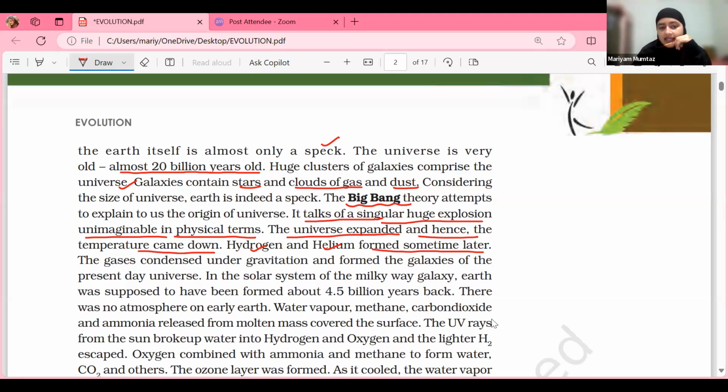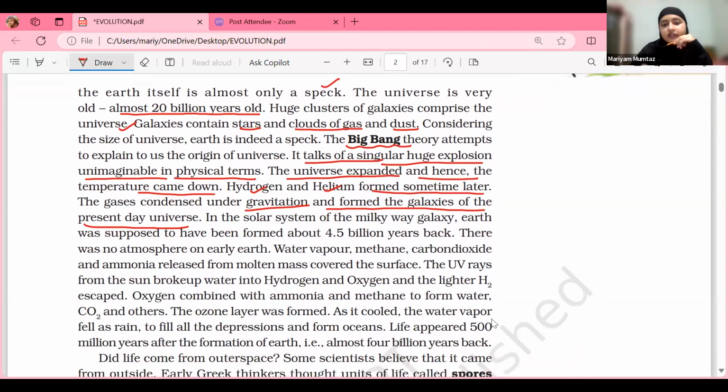Now, the gas condensed under gravitation, because gravitational force has always been there, and then formed the galaxies of the present day universe. In the solar system of the Milky Way galaxy, Earth was supposed to have been formed about 4.5 billion years back. There was no atmosphere on the early Earth. Water vapor, methane, carbon dioxide, and ammonia released from the molten masses covered the surface.